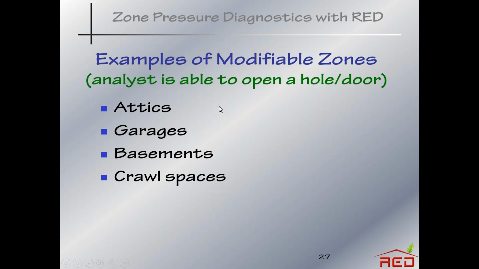Examples of modifiable zones, the big ones, these are probably in order of the way you might use them in the field, the most common ways. Attics are number one, then attached garages if the geometry of the garage and the house accommodate that, basements, and then crawl spaces.